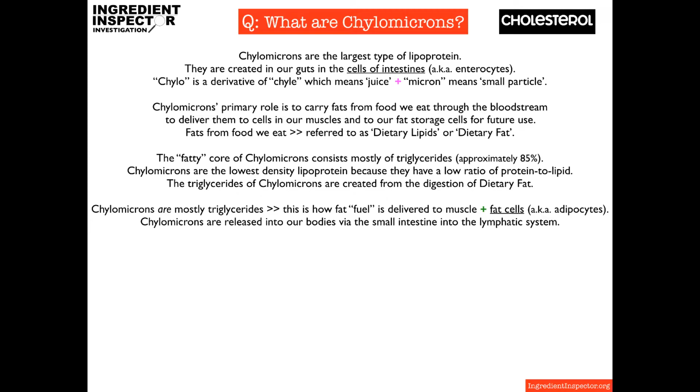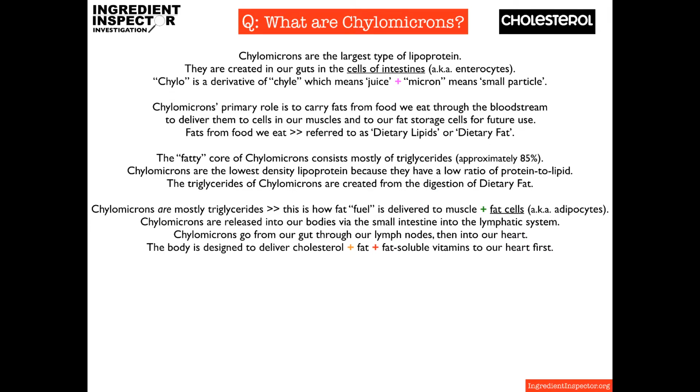Chylomicrons are released into our bodies via the small intestine into the lymphatic system. Chylomicrons go from our gut through our lymph nodes, then into our heart. The body is designed to deliver cholesterol and fat-soluble vitamins to our heart first.